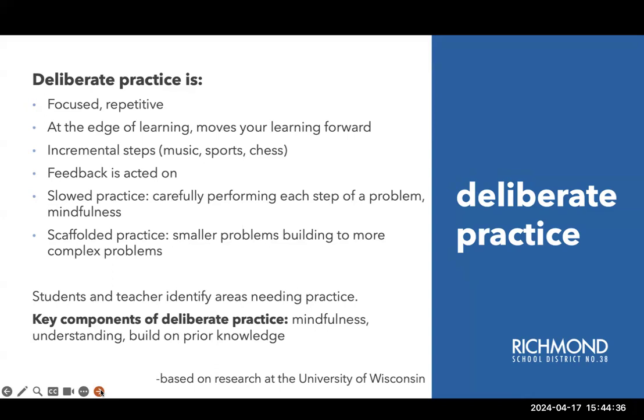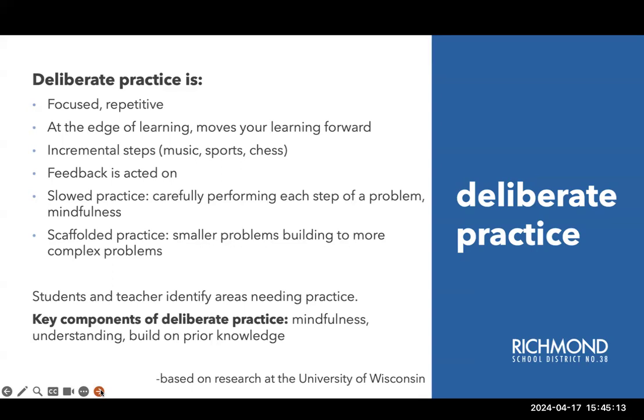Deliberate practice, there's two types of deliberate practice. Slowed practice, which really takes a student solving a question and having them slow down and be mindful of each step or each strategy in that process. So there's that metacognition coming into play there. And we know when students think about their thinking, they are more likely to remember what they're doing. And then scaffolded practice is when we're doing smaller problems to build to more complex problems, or we build sub-concepts that lead to a bigger understanding of a larger concept.